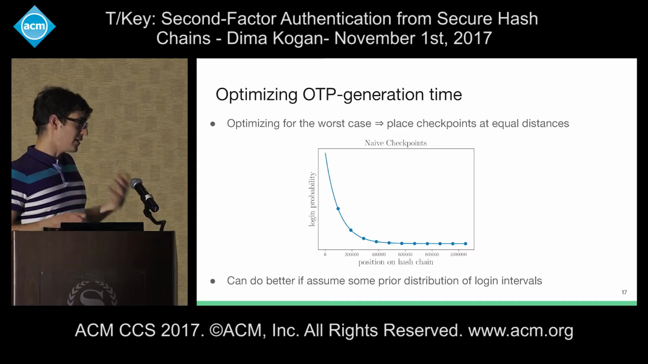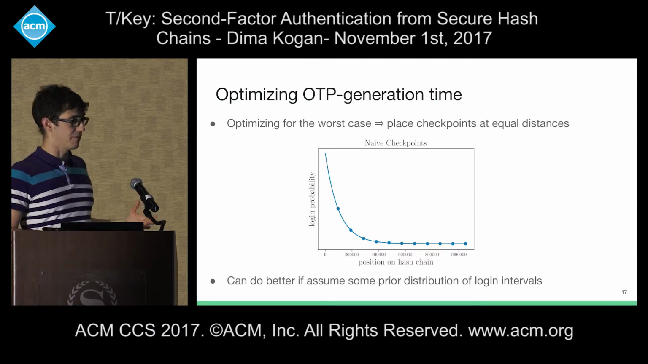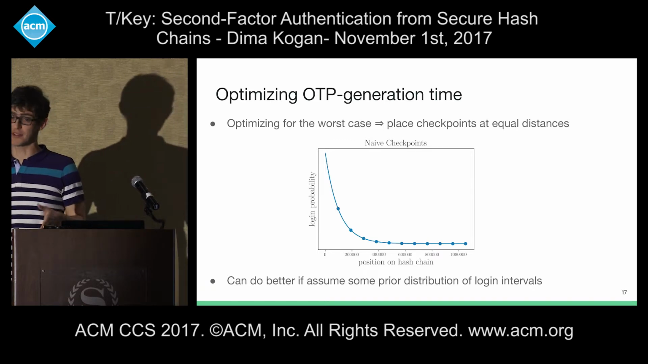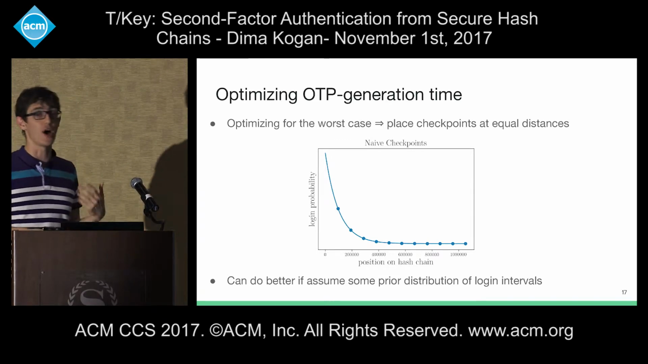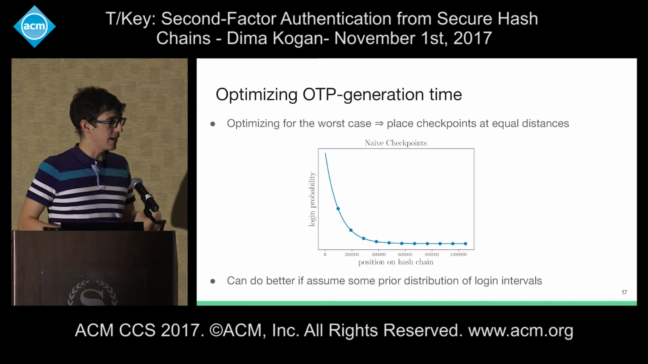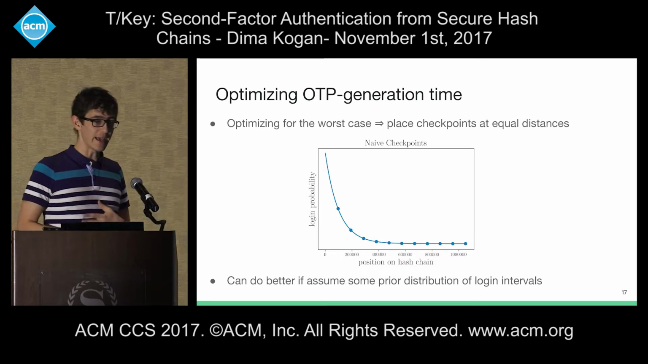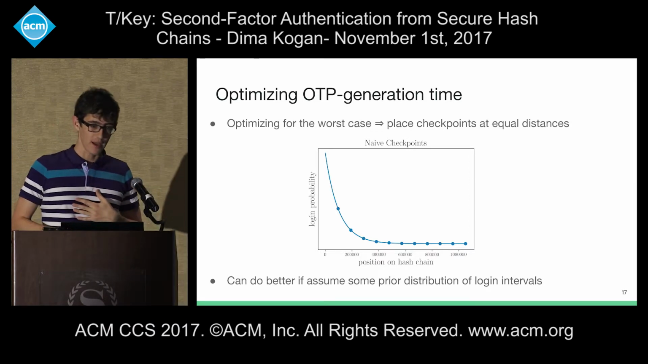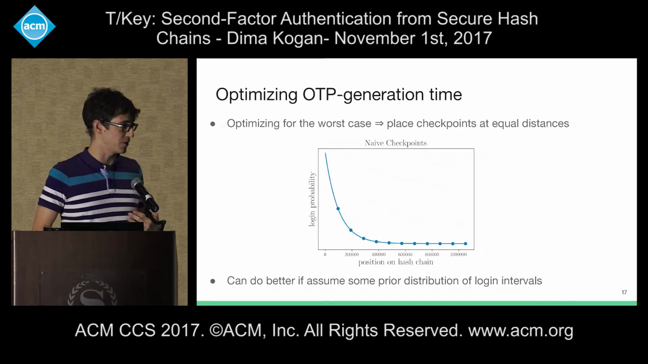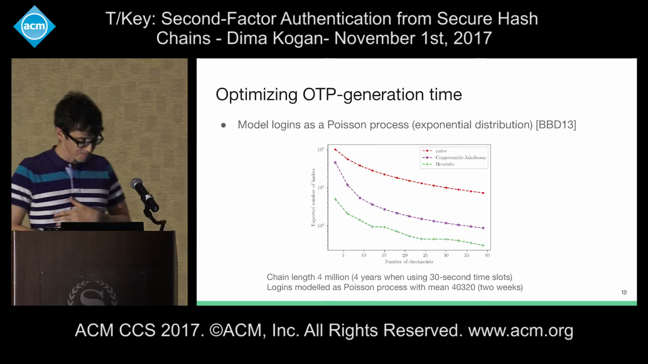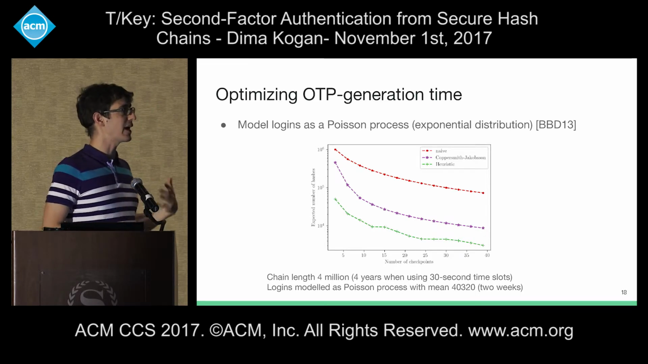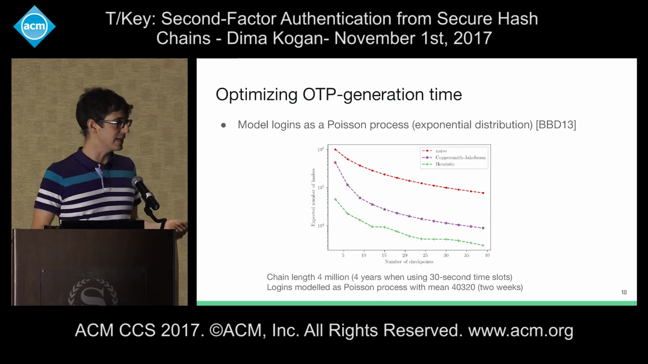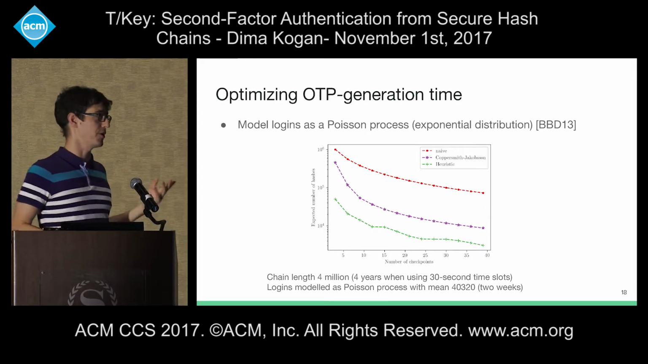So in our work, we try to devise a pebbling scheme for this setting, where the access is non-sequential, and we have some probability distribution, some prior knowledge on the login intervals. As an example, we model logins as a Poisson process, which has been suggested before. This corresponds to an exponential distribution of logins, which I showed on the previous slide. For this, we show a heuristic that, for the Poisson distribution, can be solved analytically to find these heuristic checkpoint positions.